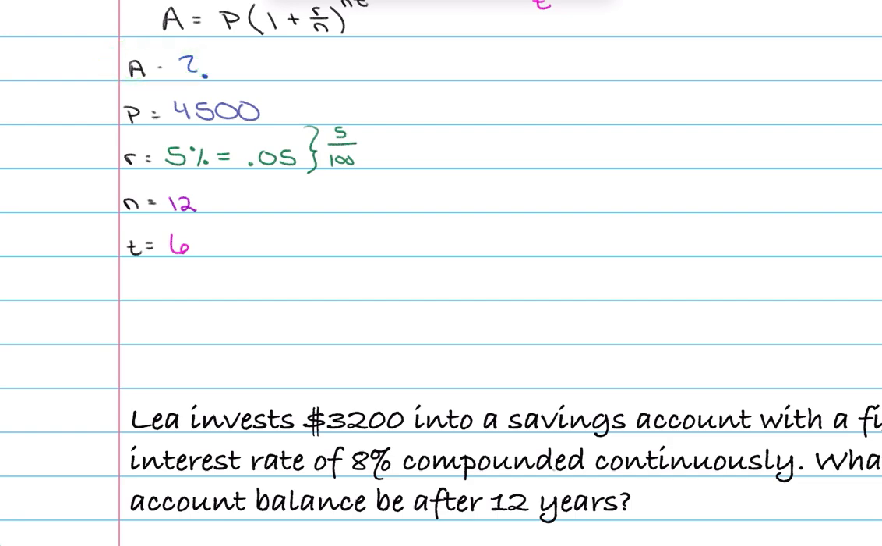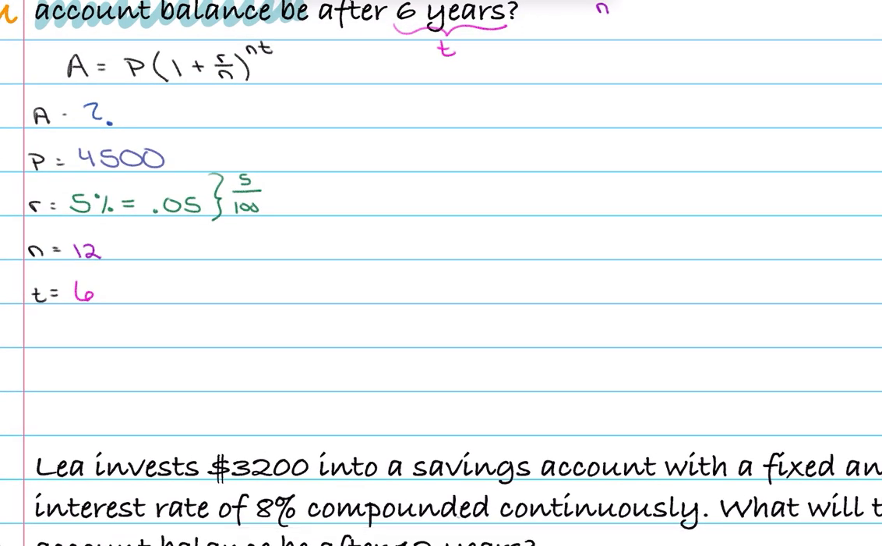So now I'm going to go through my formula and I'm going to plug in all the pieces that I know. I don't know what A is, so I'm going to leave that part alone. P, I know what P is. That is 4,500, open a parenthesis, 1 plus my R, that's 0.05, over my N, that's 12, raised to the N, 12 times T, which is 6. Okay, so I replaced each one of my letters. I knew what the number was. I replaced it in my formula.